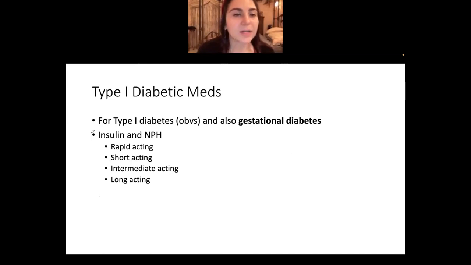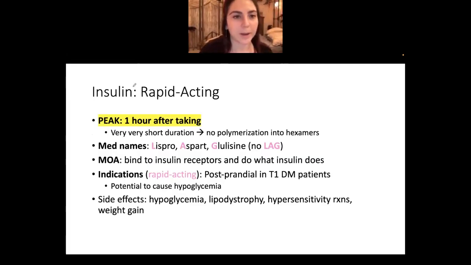Okay, and then the different types of insulin: the rapid acting, short acting, intermediate acting, and long acting. What they want you to know is the names of all these types, and then when would be the indication to give one versus the other. So that's what we're going to talk about.